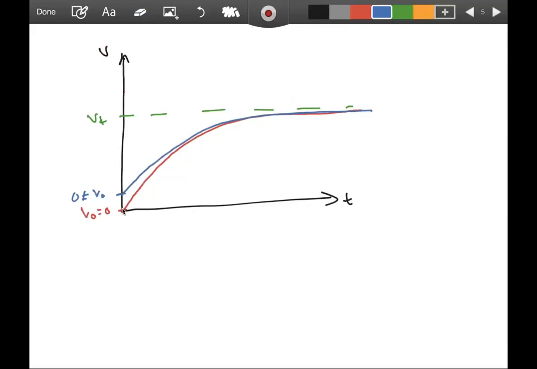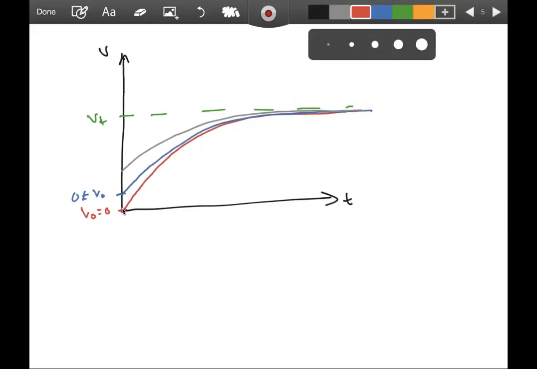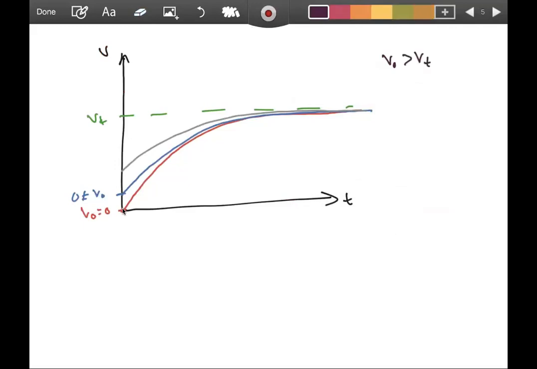And then same thing. So no matter what initial velocity this thing starts off with, as long as the velocity is less than the terminal velocity, this thing is just going to, again, asymptotically approach my terminal velocity. Now, what happens if my initial velocity is greater than my terminal velocity? What happens in this case?